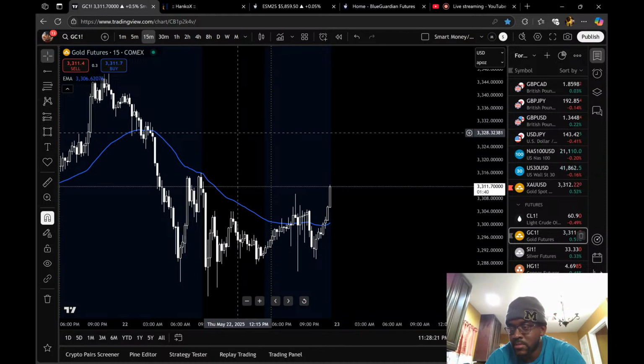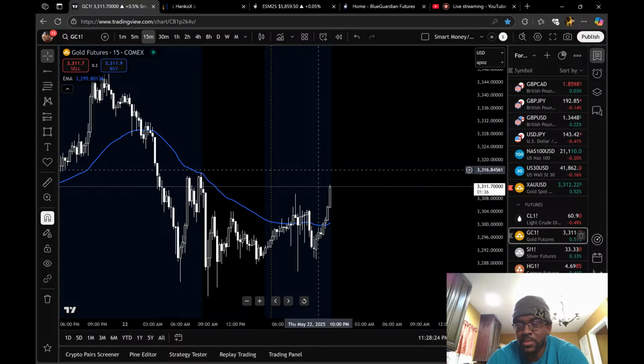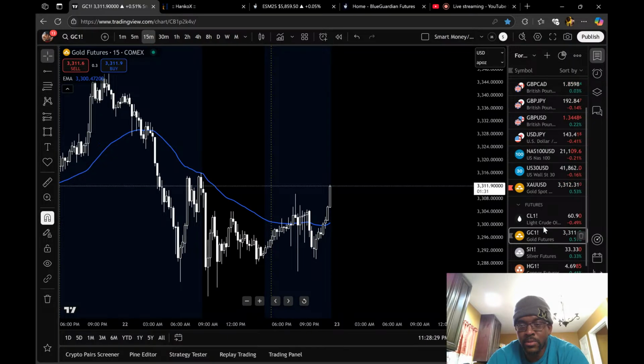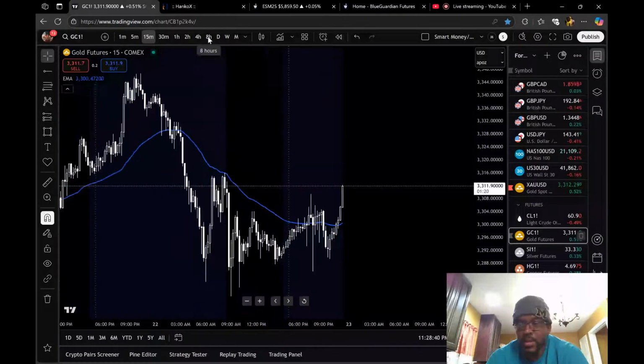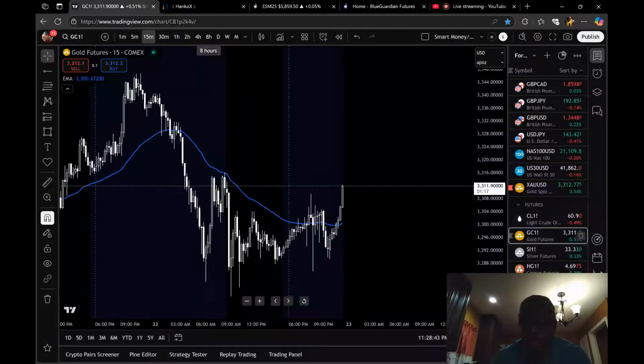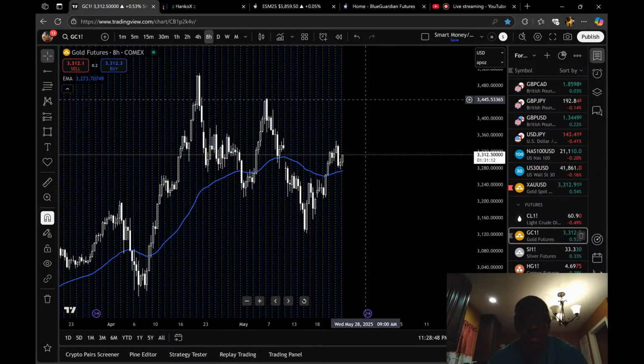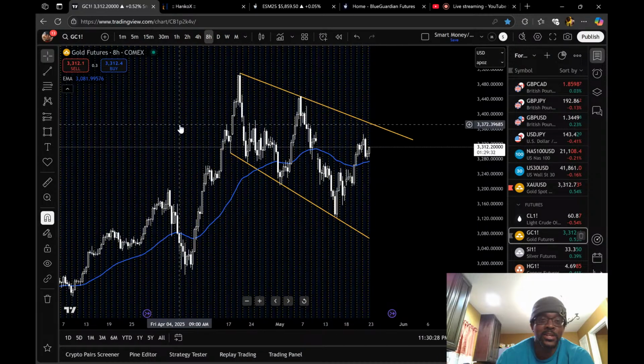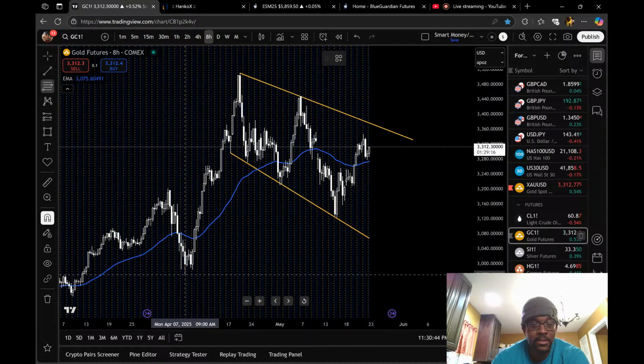All right. So tonight we will be looking at gold, GC, silver, SI, NQ, which is Nasdaq, and ES, which is S&P 500. So what I like to do is look at the higher time frame and see what price is doing. Let's start with the 8. I look at the higher time frame and see the bigger picture.